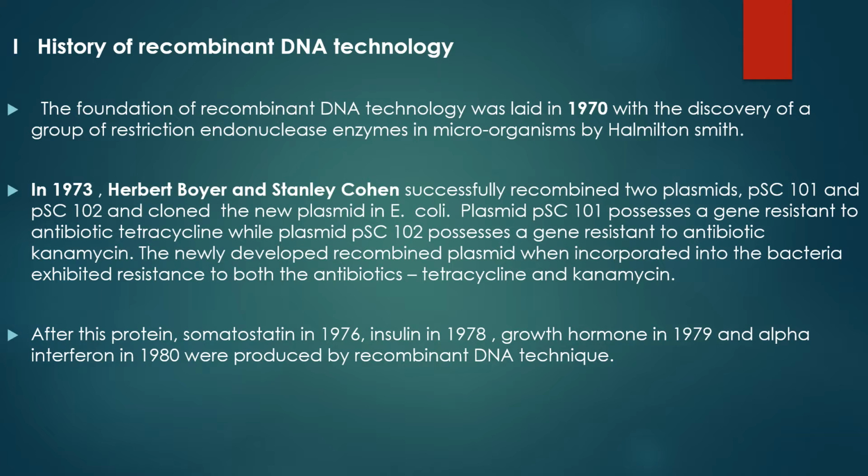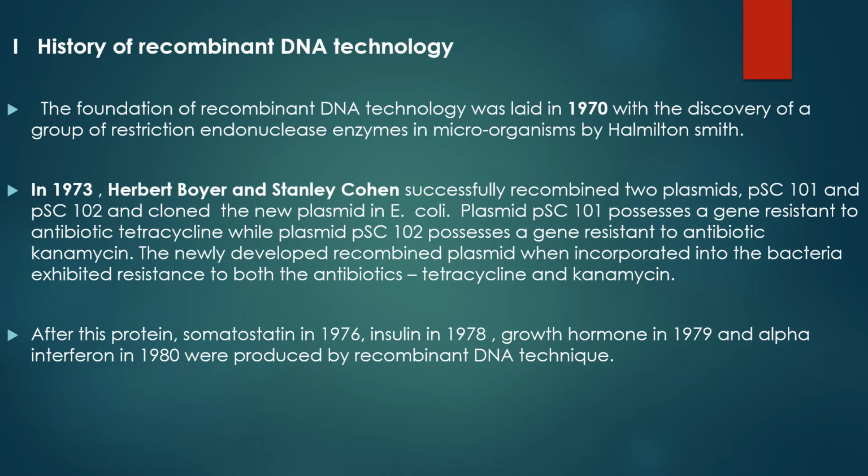The history of recombinant DNA technology. The foundation of recombinant DNA technology was laid in 1970 with the discovery of a group of restriction endonuclease enzymes by Hamilton Smith. In 1973, Herbert Boyer and Stanley Cohen successfully recombined two plasmids, pSC101 and pSC102, and cloned the new plasmid in E. coli. E. coli is a bacteria.